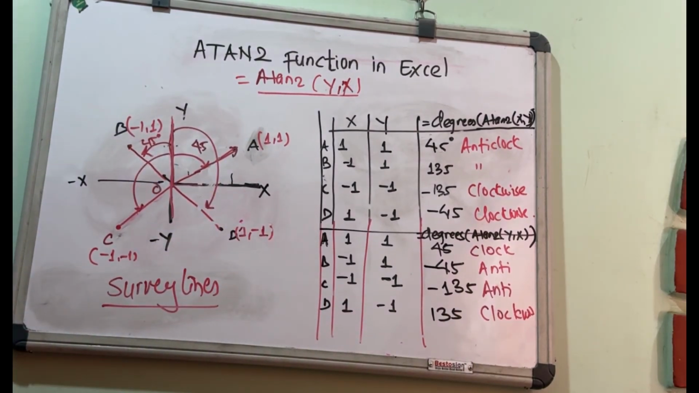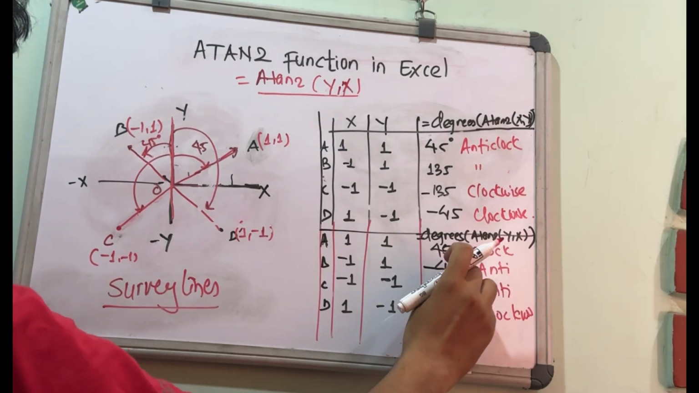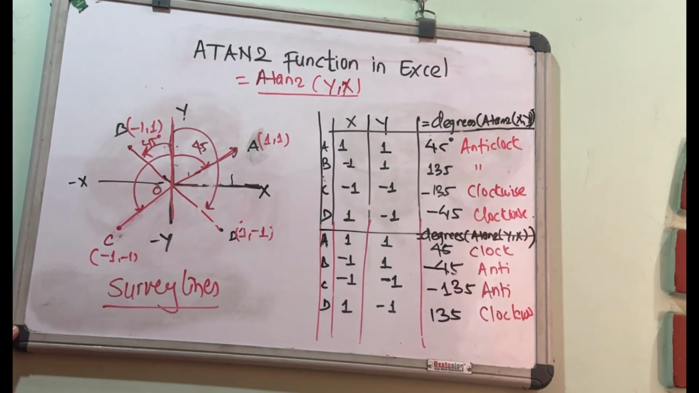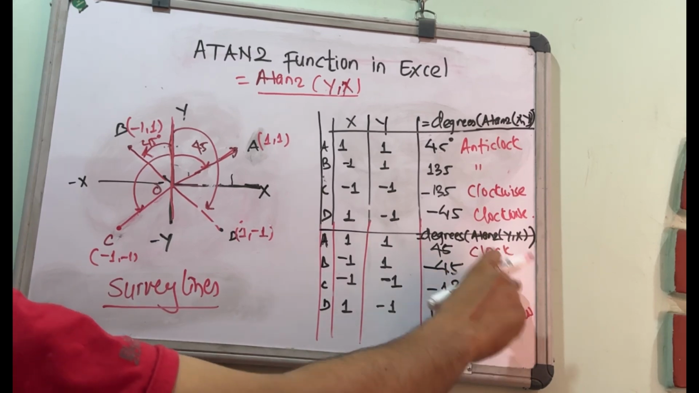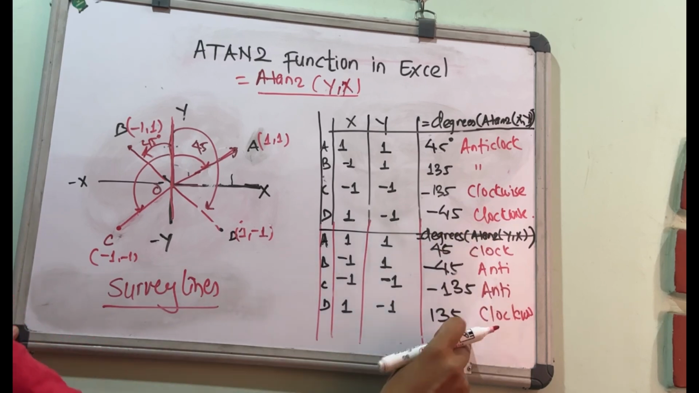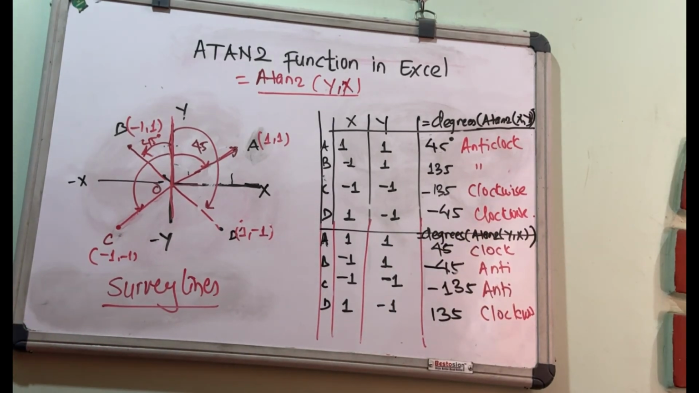So you can relate here that if the value is negative, you have to add 360 degrees to get the bearing. If the value is negative, you need to add 360 degrees to get the bearing with respect to north in the clockwise direction. And if the value is positive, that is already correct. So you can see the difference like this. This is very simple.